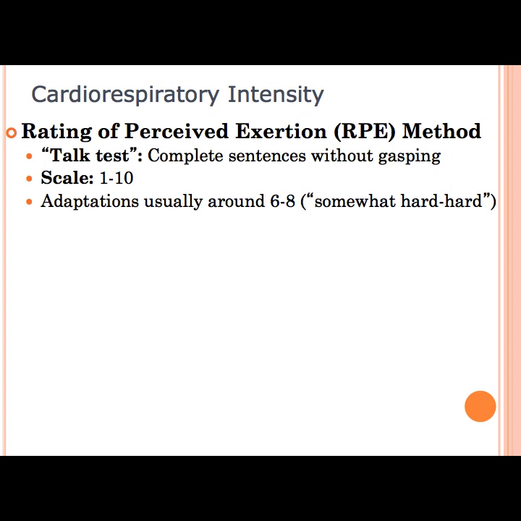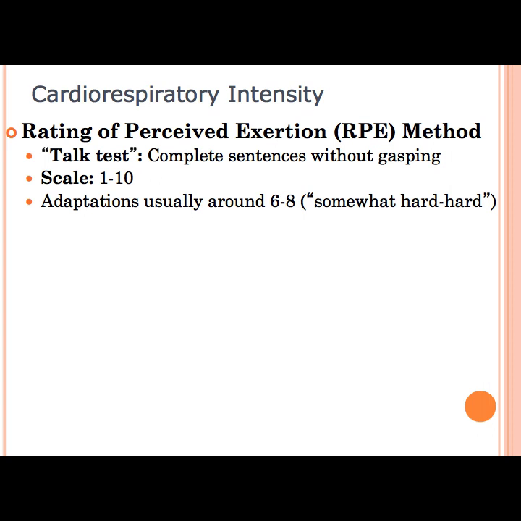If they're exercising too vigorously with this talk test, they actually wouldn't be able to talk and complete sentences without gasping. You would only get a couple of words out before you're trying to gasp for air again. So it's a good way for us to tell our patients, try to carry on a conversation, but don't be able to belt out a song, to know that you're working at a good moderate level of intensity.